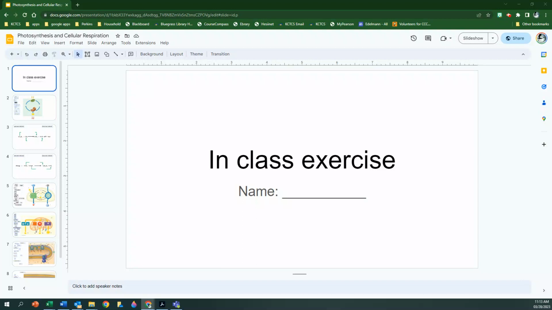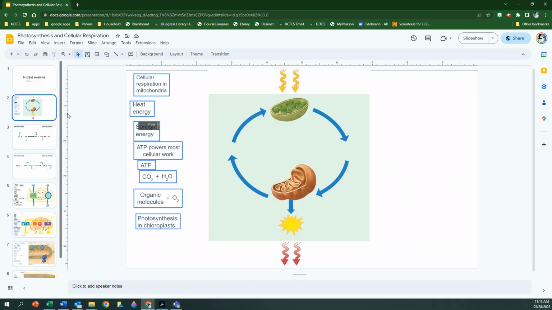And afterwards, they knew it. They knew photosynthesis and cellular respiration. They may not have been able to explain it, but they could draw it. It was really fascinating. And so ever since then, I've done this a little bit like that. So let's see what we already know about photosynthesis and cellular respiration.